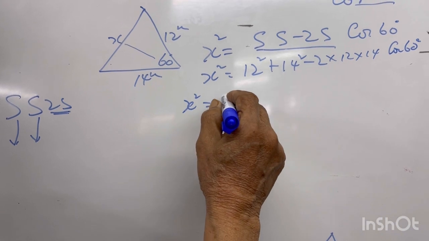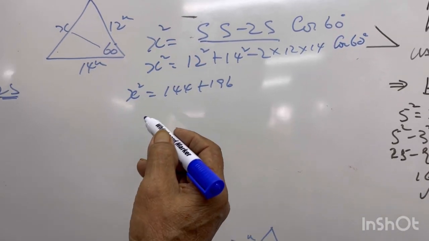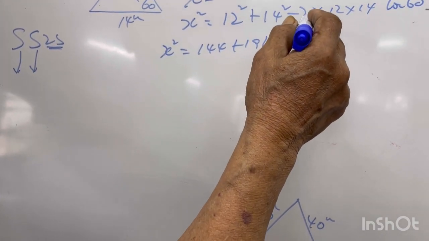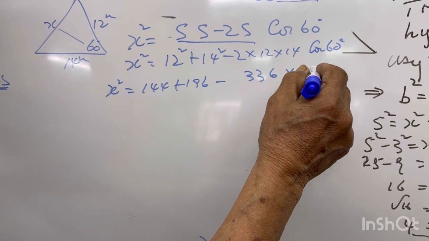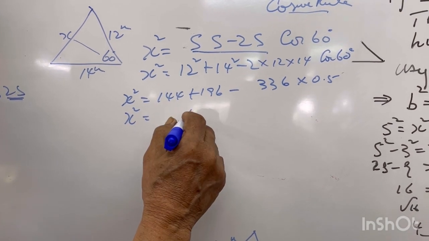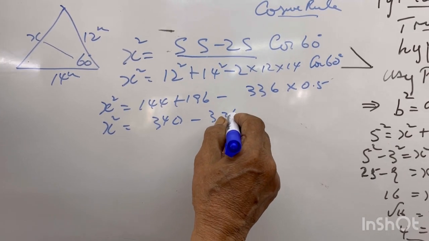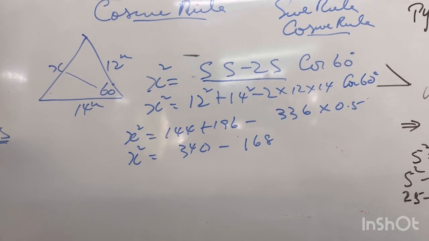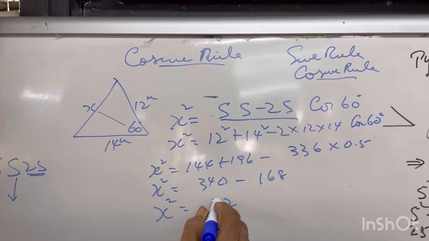So what do I have? x squared is equal to 144 plus 196 minus 2 times 14 times 12 times cos 60, which is 0.5. Let me work that out. 144 plus 196 is 340. Minus 168 gives 172.